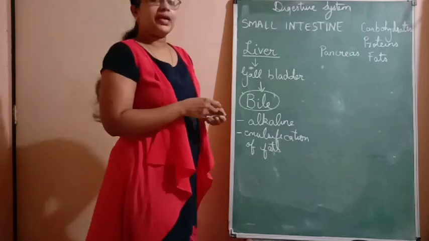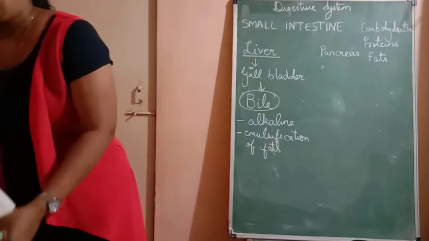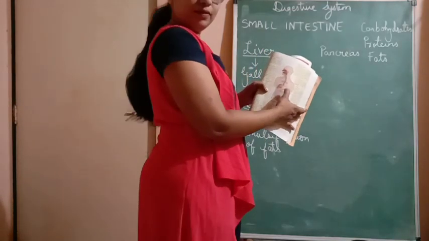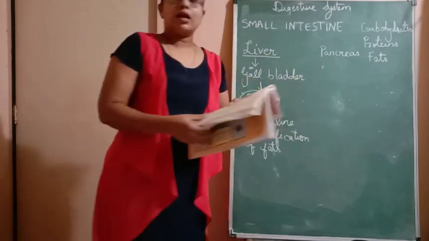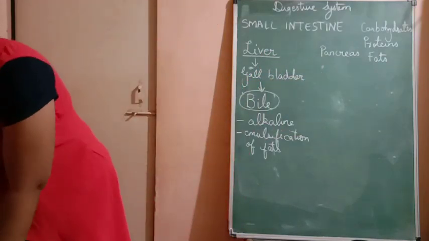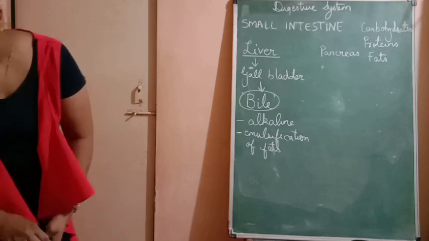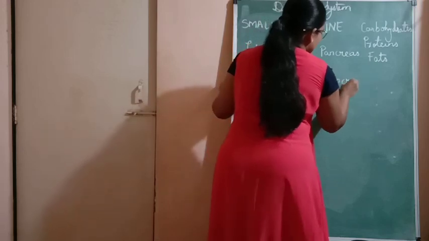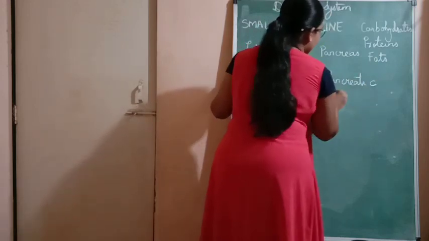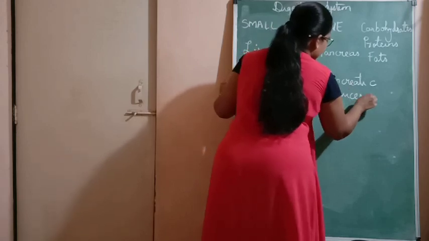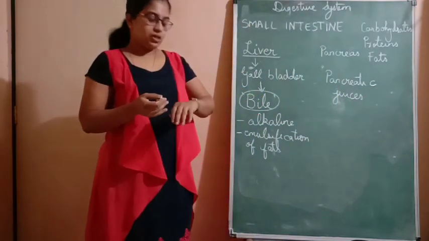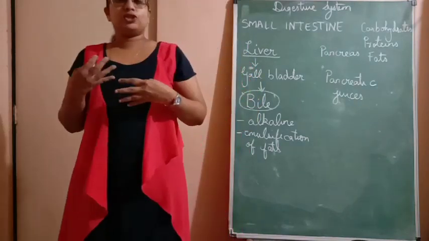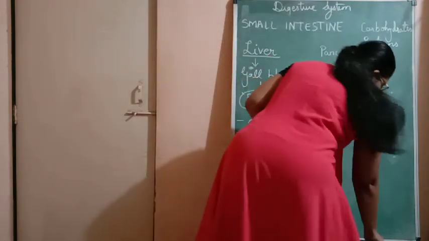Next, we have the pancreas. As you can see in the image, here is the pancreas. Now, what does the pancreas do? The pancreas has glands which release pancreatic juices. These pancreatic juices are very essential for the digestion of food. Pancreatic juices are basically of three types.